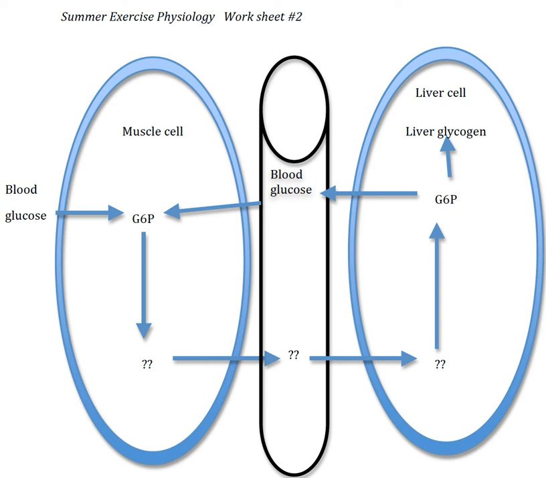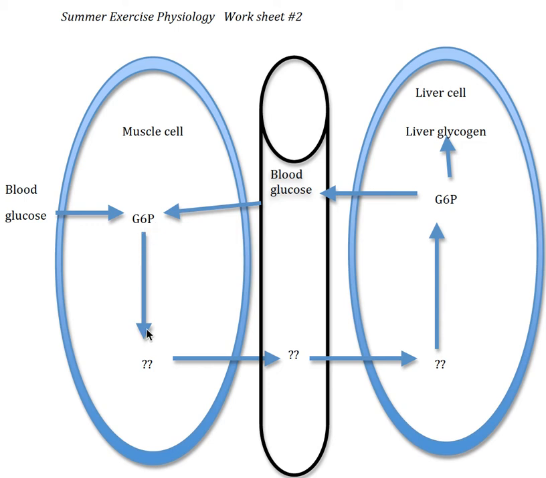This review sheet represents the Cori cycle, and the Cori cycle, at least the way I've drawn it and as is described in the book, starts in a muscle cell, probably a fast twitch muscle cell, and this muscle cell will bring in glucose, change that glucose to glucose 6-phosphate by adding a phosphate to the glucose.